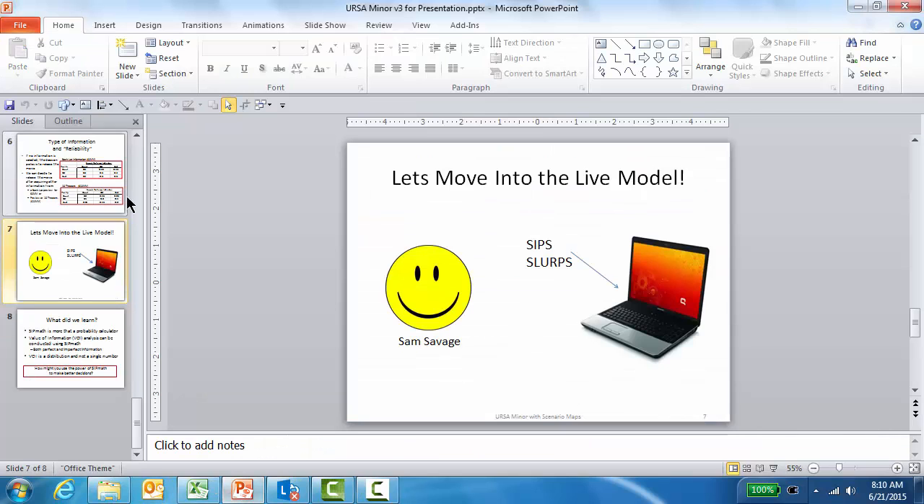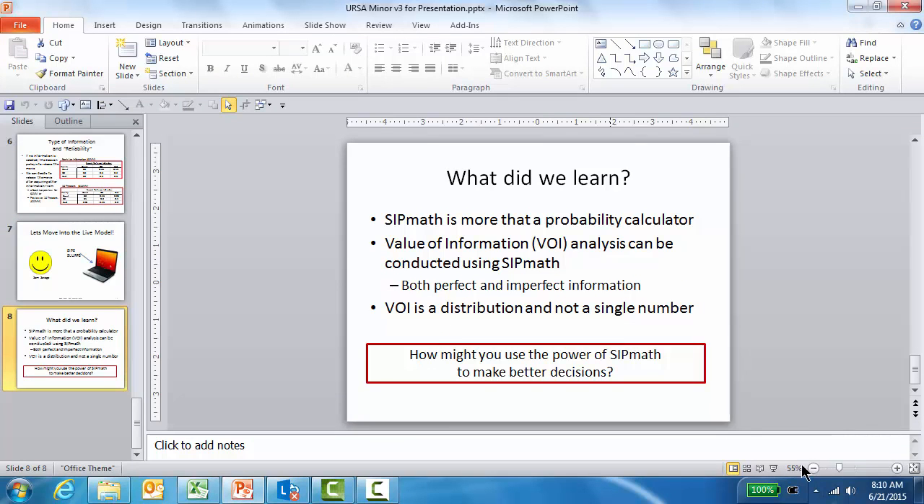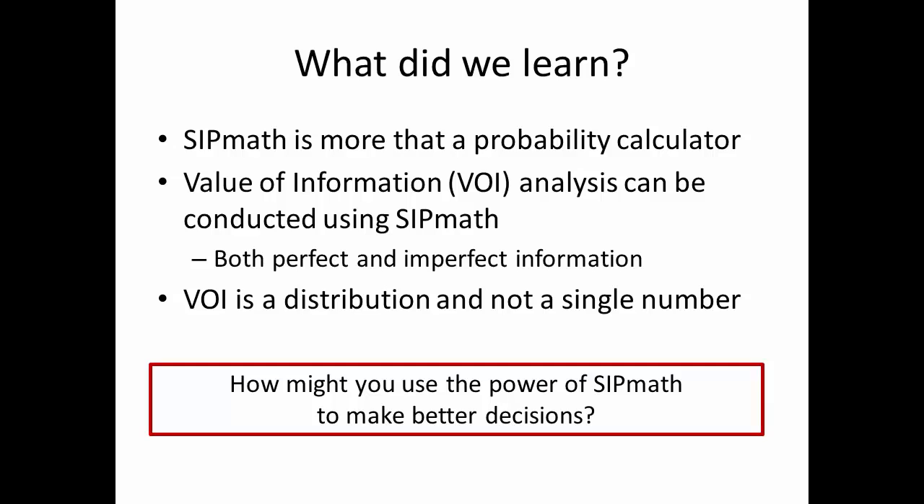Let's go back over to our PowerPoint here. So what have we learned? That SIPMath can be more than just a probability calculator. It can add up. It can add SIPs, right? That's what Sam Savage advertises. But it's a lot more than that. We can embed decision policies into our model and actually calculate the value of information using SIPMath. We could have also done this with an SDA tree. We can also do both perfect and imperfect.